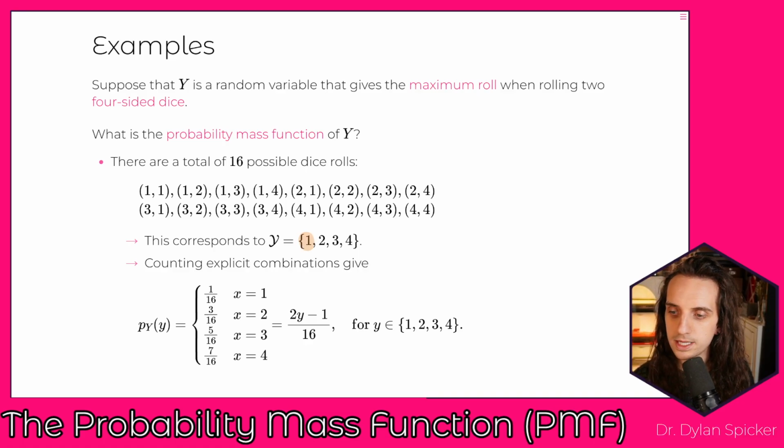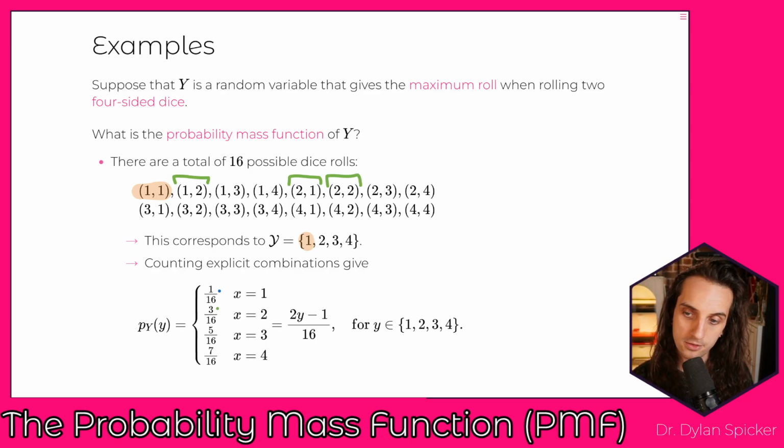Okay. Now, if we count these out explicitly, we can get the following probability mass function. How can we get a maximum of 1? Well, that only happens if we have a 1 and a 1, right? Any other combination, we're going to have a larger maximum. And so this is going to be 1 out of the 16 cases here. Now, how can we get a maximum of 2? Well, if we get a 1 and a 2, or a 2 and a 1, or a 2 and a 2, then we're going to have a maximum of 2. So there's 3, and that's our 3 out of 16.